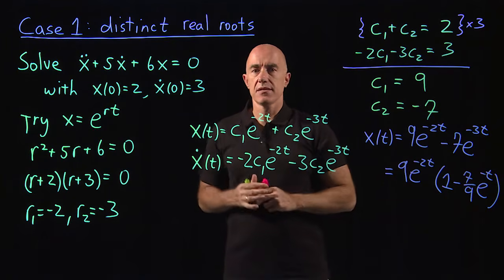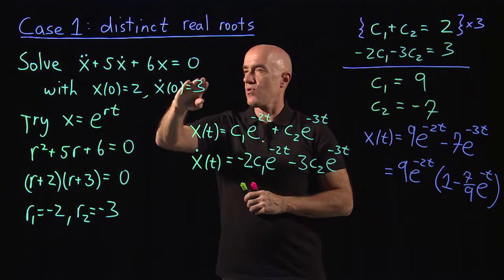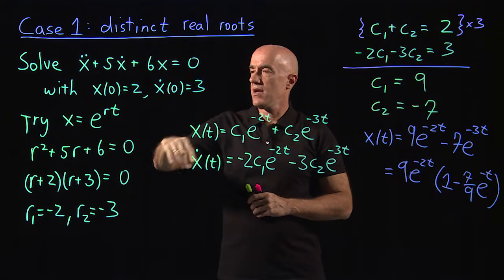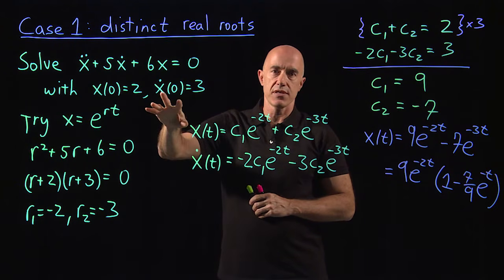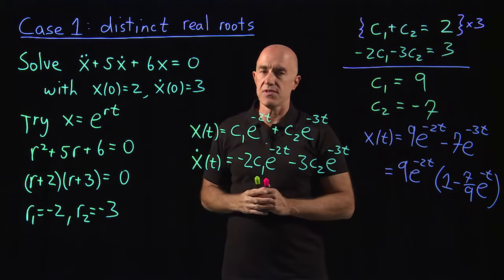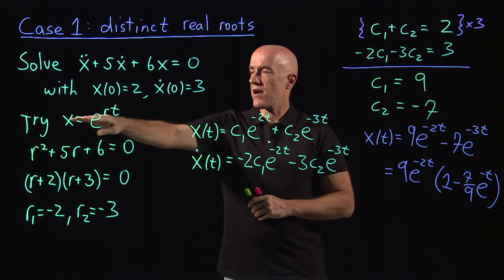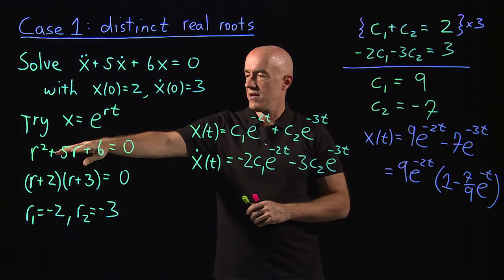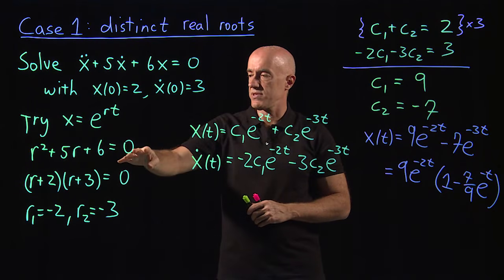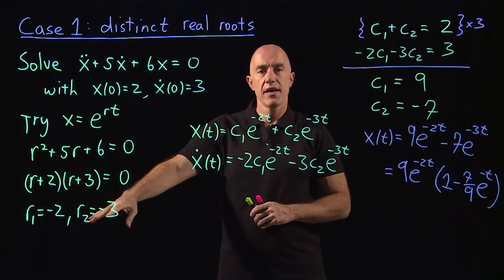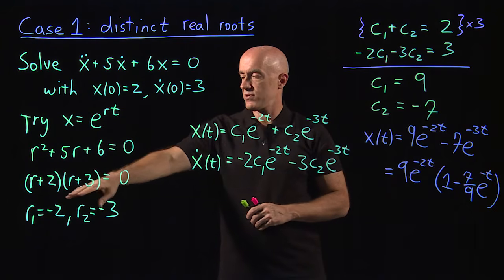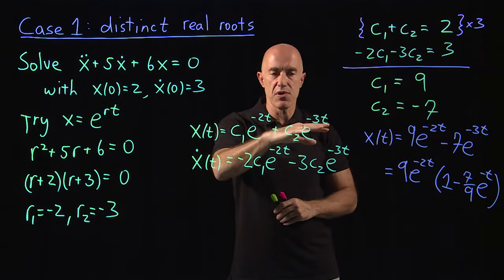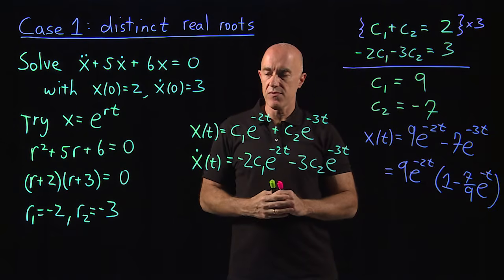So let me summarize. We're solving the second order homogeneous differential equation with constant coefficients, trying to satisfy two initial conditions. x of 0 and x dot of 0 are given. We use our ansatz, x equals e to the rt. We get our characteristic equation, r squared plus 5r plus 6 equals 0. In this case, it factors, and we have two distinct real roots. r1 is minus 2, r2 is minus 3. We use the principle of superposition to write the general solution.